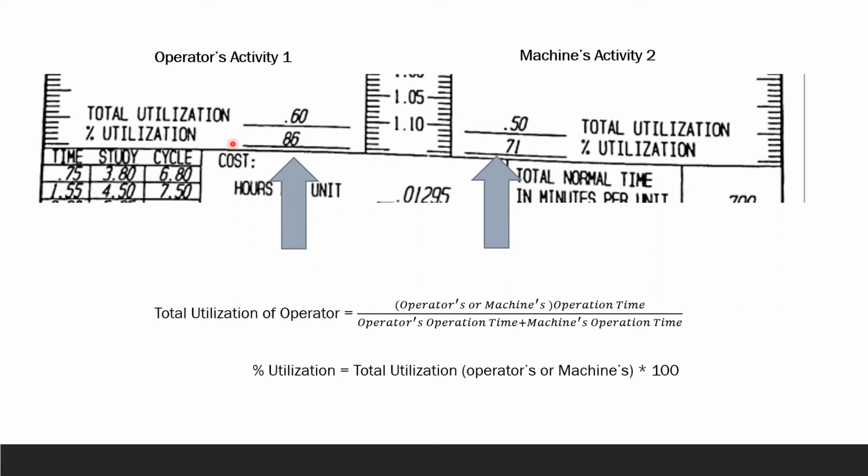So we're going to go here for your total utilization and percent utilization. That's for your operator and that's for your machine. So how do we do it? Total utilization is nothing but either the operator's side or the machine's side, and you add all of their operation time divided by operator operation time plus machine operation time. We call this the total utilization time. Okay, so you will get a decimal. You can change that decimal to a percentage by multiplying by 100.